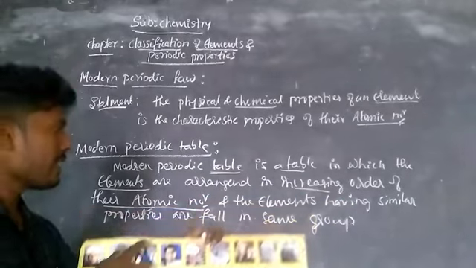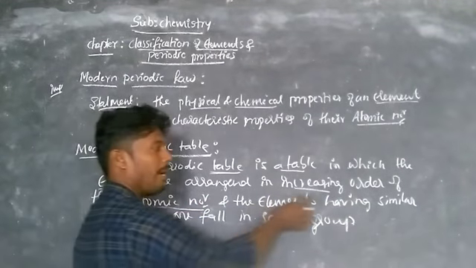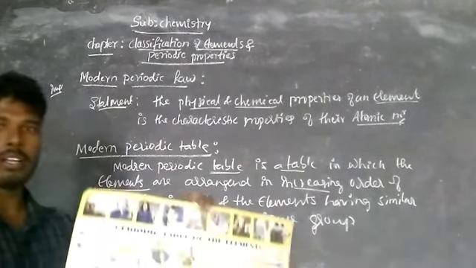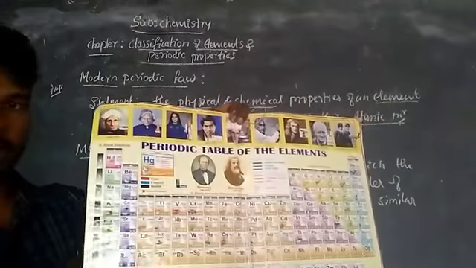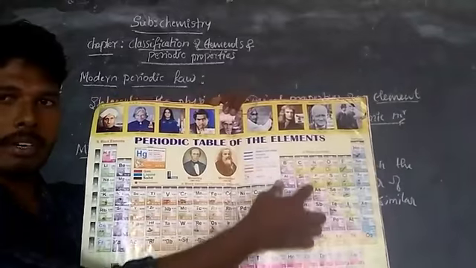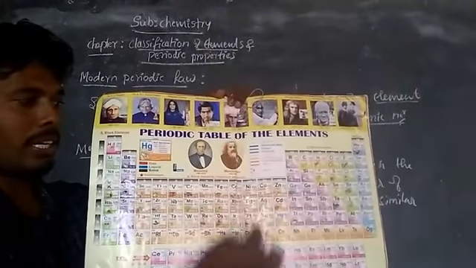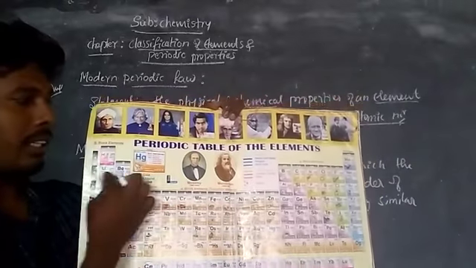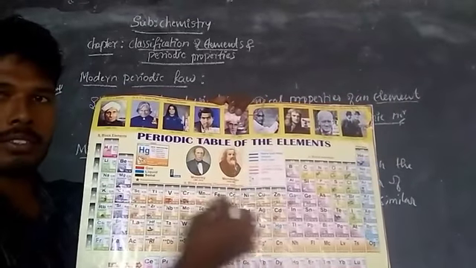And the second statement, observe here: the elements having similar properties fall in the same group. So these are the groups. These are the horizontal columns. These horizontal columns are called groups, and the vertical ones periods.